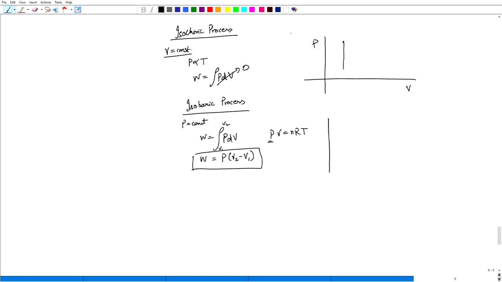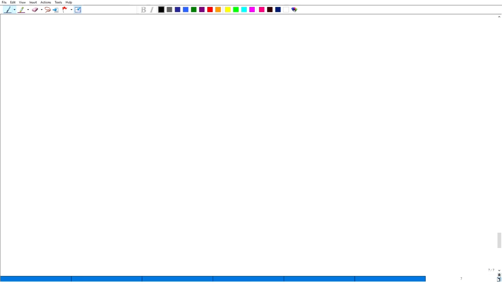In isochoric process, volume is not changing, so it is like this. In case of isobaric process, pressure is not changing, so if it is V1 to V2, this area will give me the work done in isobaric process. So this is all we have covered, all the processes, all the work done. Let's look at one or two questions. So the question is, that is a JEE question.